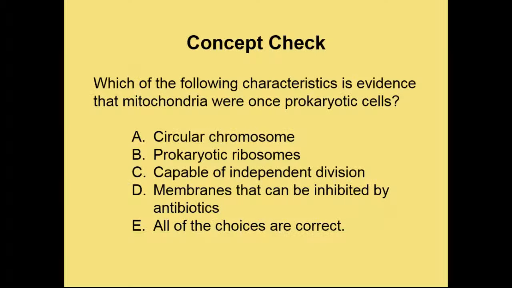Which of the following characteristics is evidence that the mitochondria were once prokaryotic cells? So you can pause right here. Hopefully you looked up the answer by now. Our mitochondria have prokaryotic ribosomes. They have the 70 Svedberg ribosomes. They are capable of independent division. And what hasn't been mentioned in the PowerPoint, but through the process of elimination, if we have two correct answers right here, then we must go with E. All of the above choices are correct, which means that mitochondria also have circular ribosomes and also have membranes that can be inhibited by antibiotics.